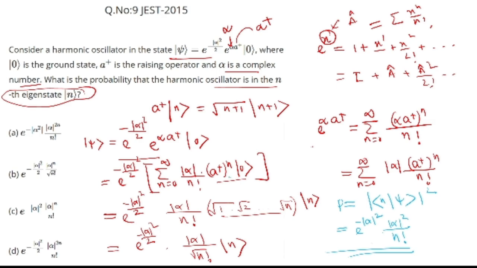Also if we take only the nth term here, there will be an n here, so it will be alpha to the power 2n. So option A, e to the power minus alpha mod square, then alpha to the power 2n divided by n factorial. So option A will be the correct one.